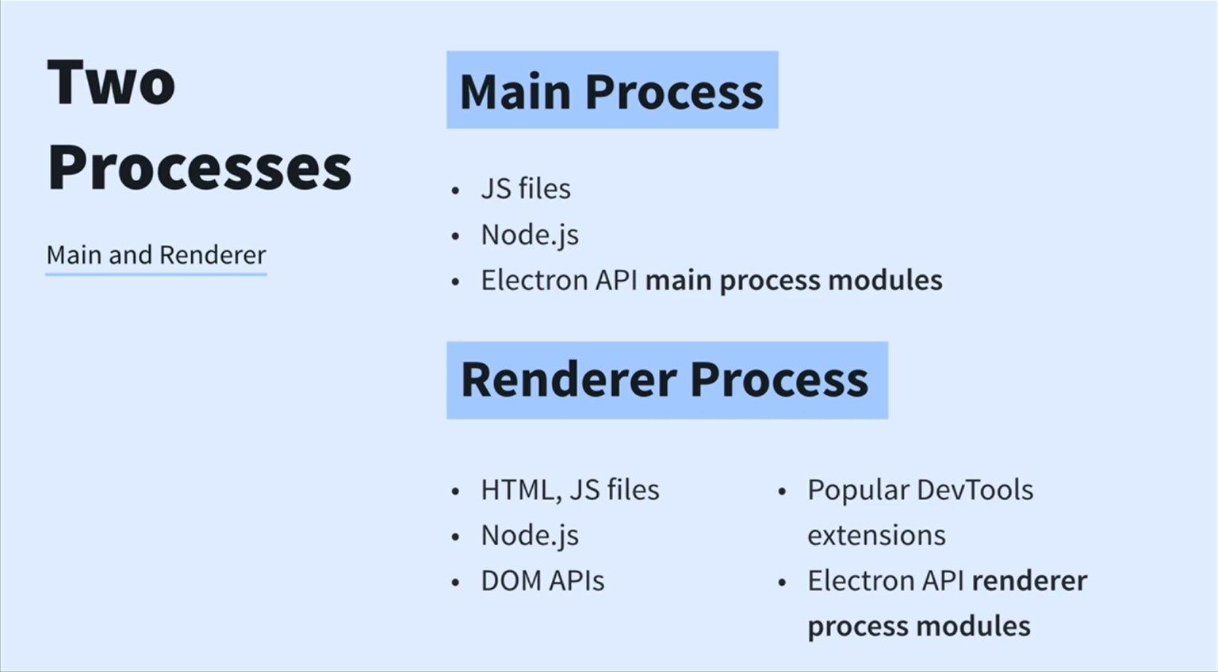In your main process is JavaScript files. It's just like writing Node, and of course you have all of Node. And then you're making use of the Electron APIs that are for the main process, and I will talk about that. And then in the renderer process, just like when you're building websites, your files are HTML files and JS files, well, CSS files too. And you've got all of Node, and you've got the DOM APIs, the Devtools, and then you've got all the Electron modules for the renderer process.